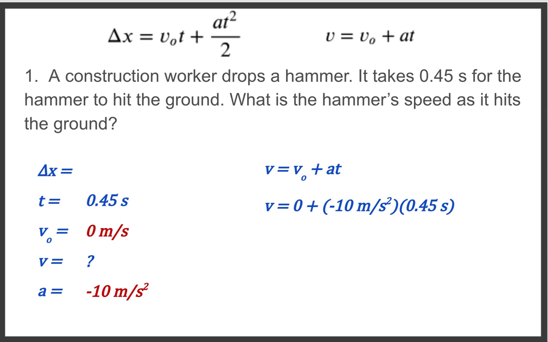We can plug in the type of information that we know and then just do a nice calculation. And we do end up with a negative value, but that should make sense because the hammer is moving downward as it hits the ground. You don't have to state that it's going downward because the question just asks about speed. But at other times it's going to be really helpful to know that negative direction. Officially though, we can just say 4.5 meters per second is how fast it's going, what its speed is.